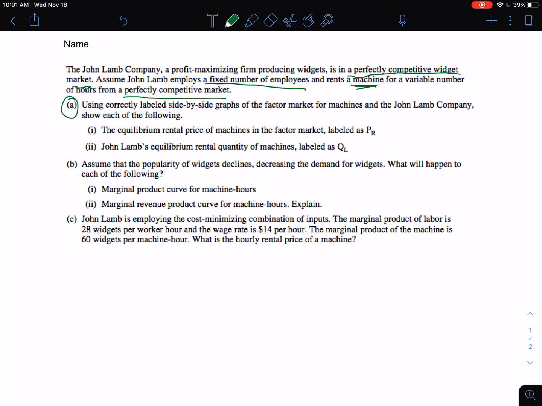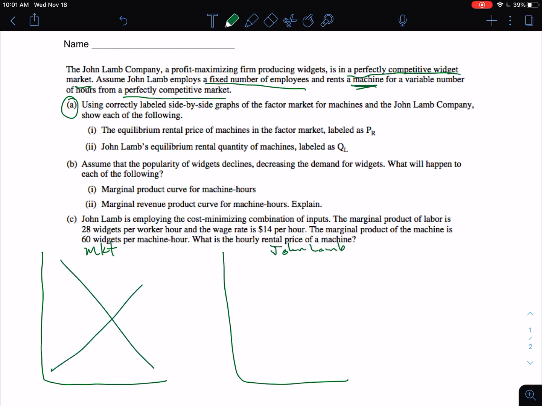So let's get to A. Using a correctly labeled side-by-side graph for the factor market and John Lamb, what can we do here? So first of all, we'll do our market, and then we will do John Lamb, this particular firm. We're still going to have in the market our supply of resource and our demand for resource. And this is the factor market for machines. So this is the supply of the machines and the demand for the machines. So the equilibrium rental price of machines labeled as PR.